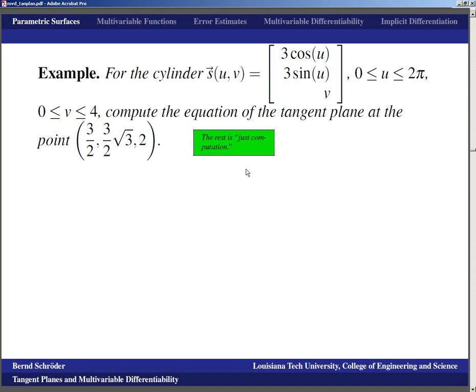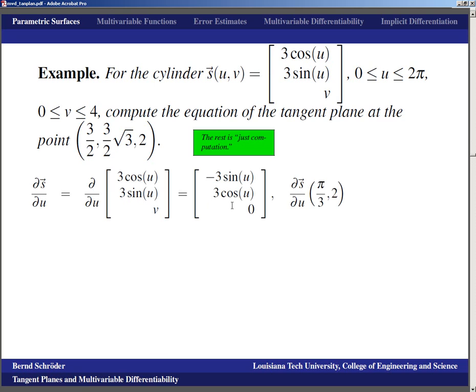And, well, yeah, here's hopefully our favorite box, because it is just computation. We had the formulas on the previous panel, and so we can just take the derivative of S with respect to u, which is partial with respect to u of 3 cosine u, 3 sine u, and v, which should give us negative 3 sine u, 3 cosine u, and 0, and that's exactly what it is. And if we take that partial at the parameter values that we had already worked out, pi over 3 and 2, we end up with negative 3/2 root 3, 3/2, and 0. Sorry, that was genuinely misspoken earlier. But yeah, so negative 3/2 root 3, 3/2, and 0.